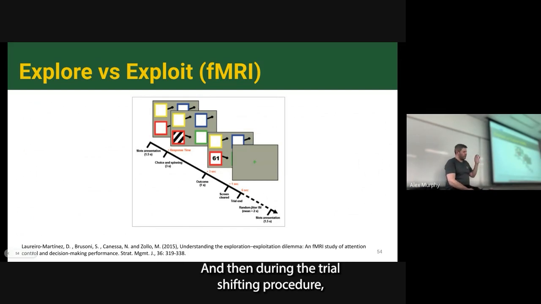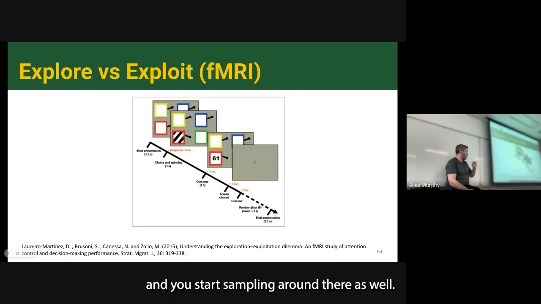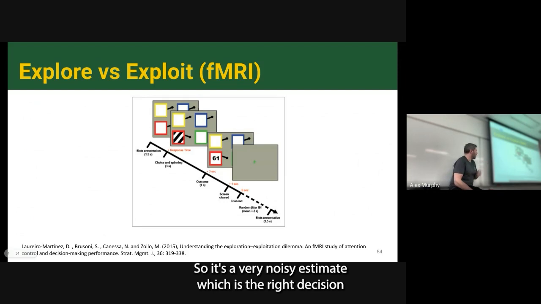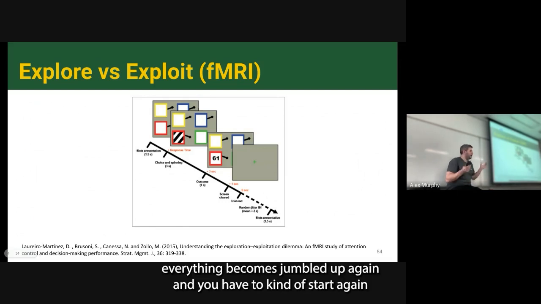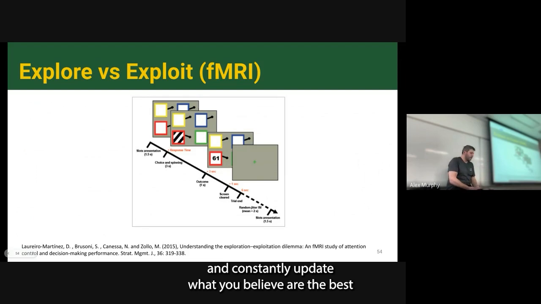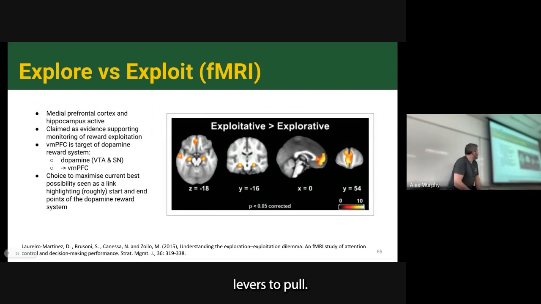And then during the trial shifting procedure, the levels that each bandit represented would slightly shift. So you kind of have a mean normal distribution around it. You start sampling around there as well. So it's a very noisy estimate of which is the right decision, and it means that you can't always rely on exploring and exploiting, because everything becomes jumbled up again, and you have to kind of start again and constantly update what you believe are the best levers to pull.